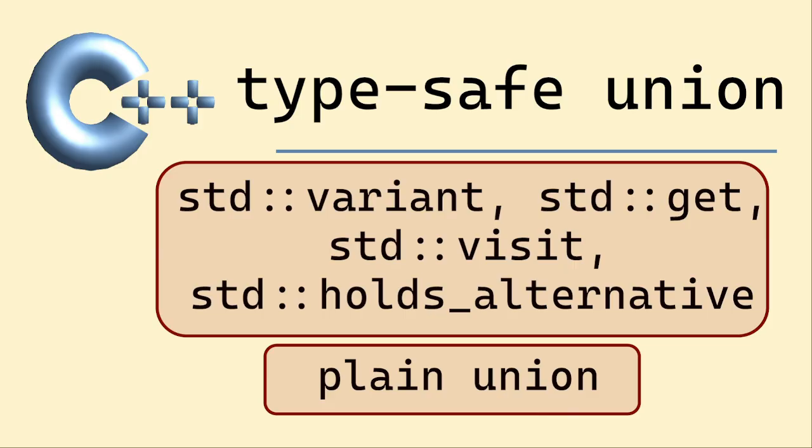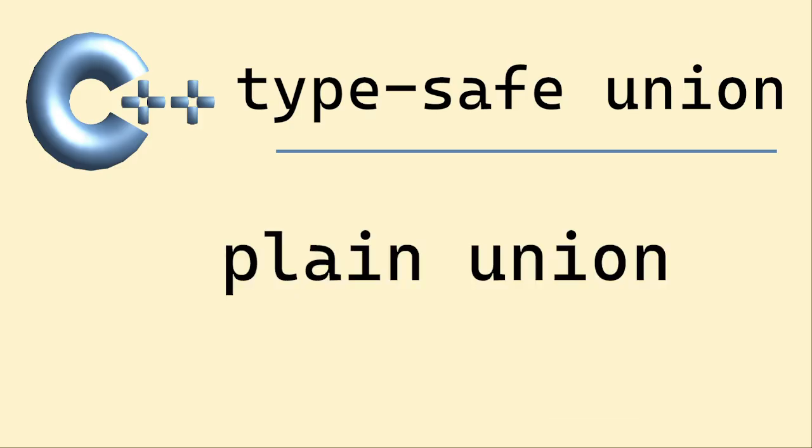A plain union is a user-defined type similar to a structure that allows storing data of different types in the same memory location. The main problem with plain unions is that they do not prevent access to data of the incorrect type. Variant is a safer alternative to unions, with features that ensure only the correct type is accessed. Let us learn plain union through coding.